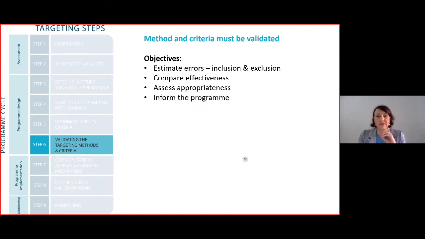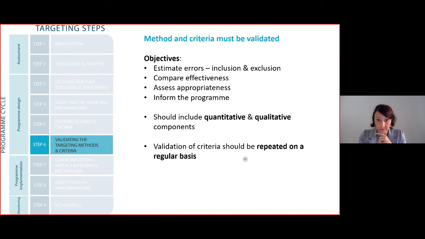And then, the validation of the targeting methods and criteria is also very important to inform the program, because the program needs to be ready to set up mitigation measures and referral mechanisms to make sure that people can really appeal and be included if wrongly excluded. Again, the validation can have qualitative and quantitative components, and the validation is not done once, but is a continued exercise that has to be repeated on a regular basis.